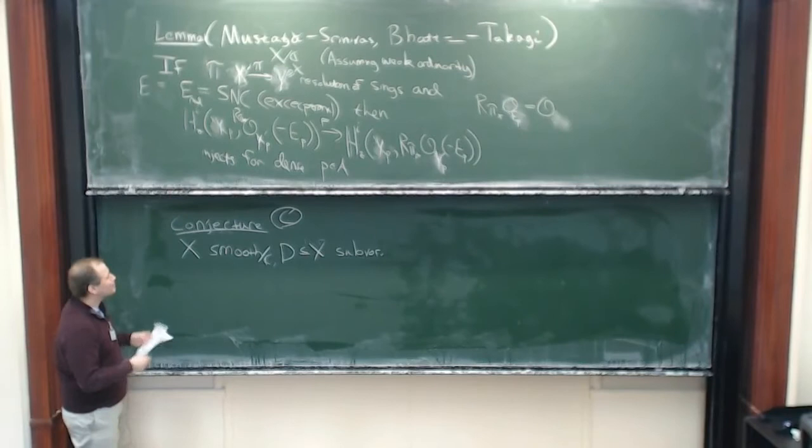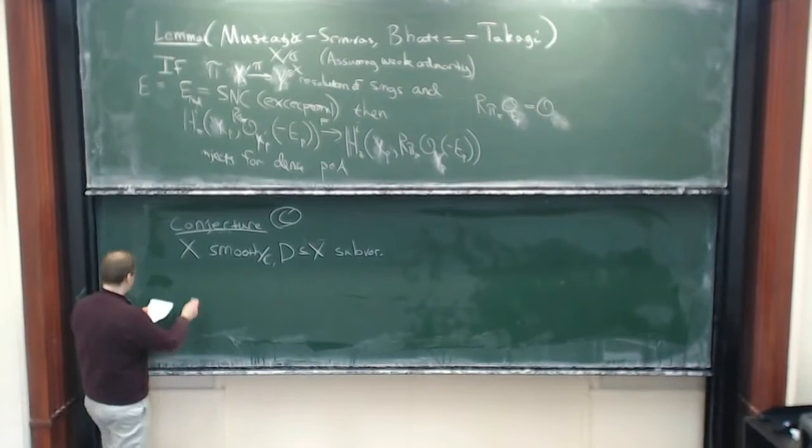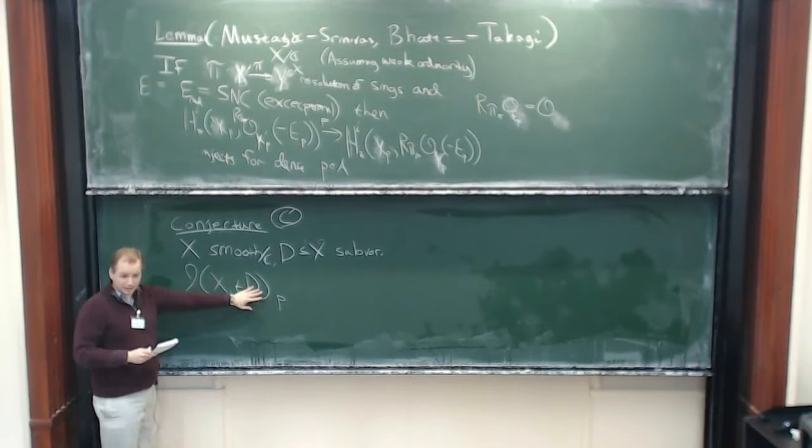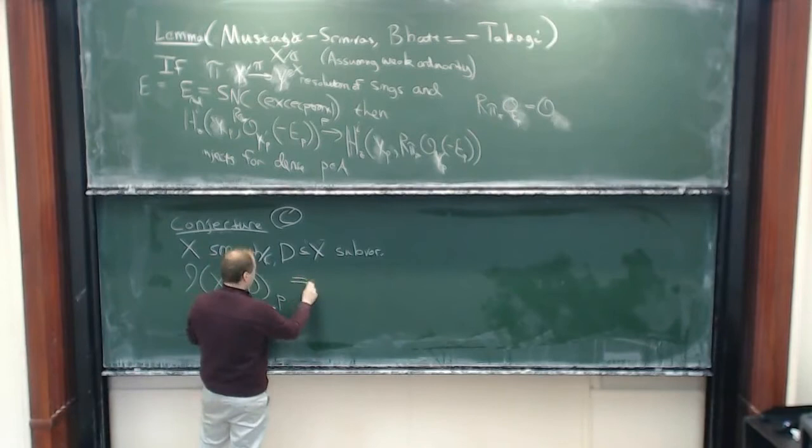X is smooth, D in X is some subvariety, D is probably singular. You should think of it like a divisor because you can reduce to that case anyway. Then the statement is the multiplier ideal of X, t times D, mod p, again X_A over A, some family as before, equals something called the test ideal of X_p, t D_p.